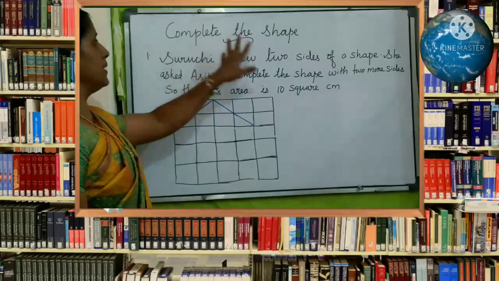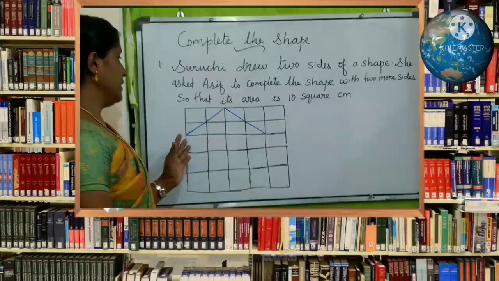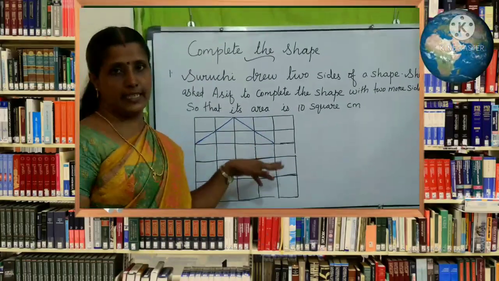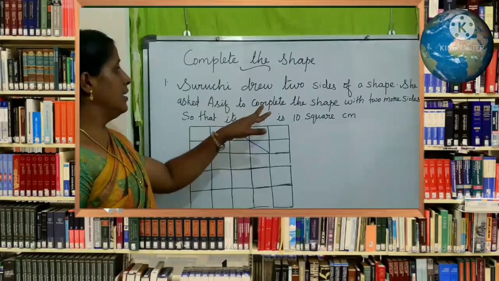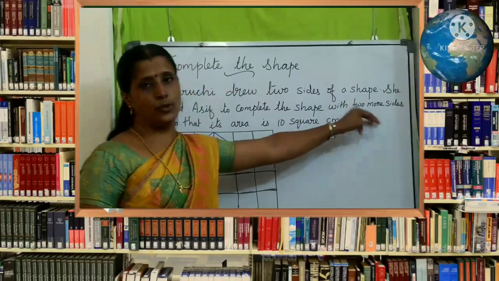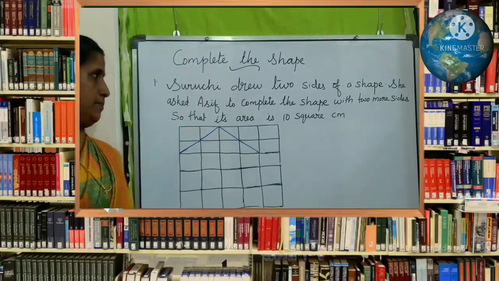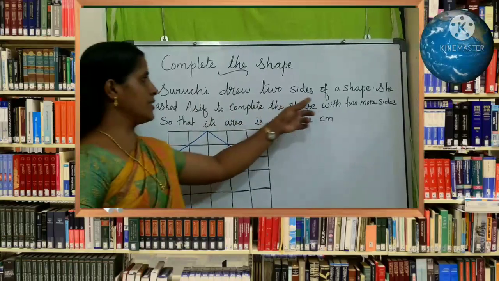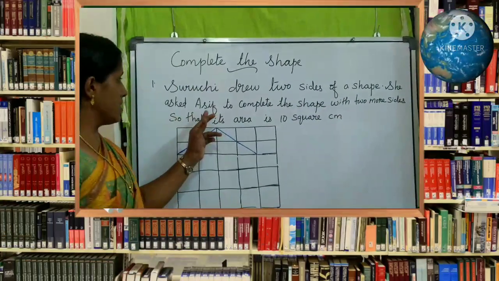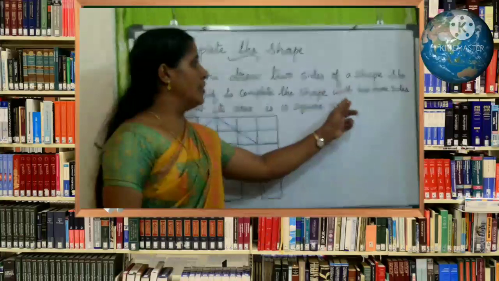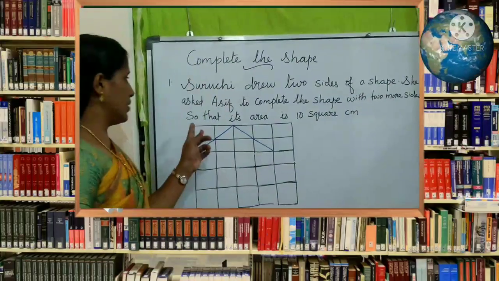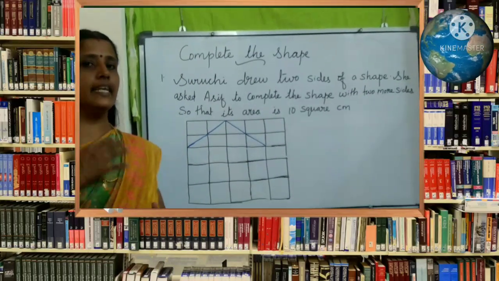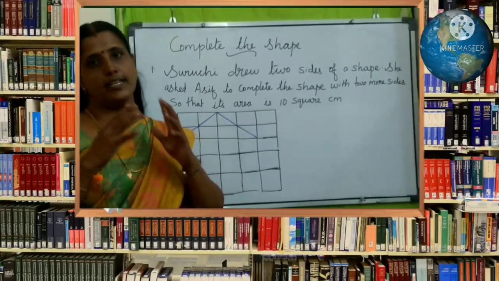So the first question, complete the shapes. Here the shapes are given with only two sides, so you need to complete the shapes with two more sides. How can we complete this shape? First read the question. Suriji drew two sides of a square. She asked Asif to complete the shape with two more sides so that its area is 10 square centimeter.